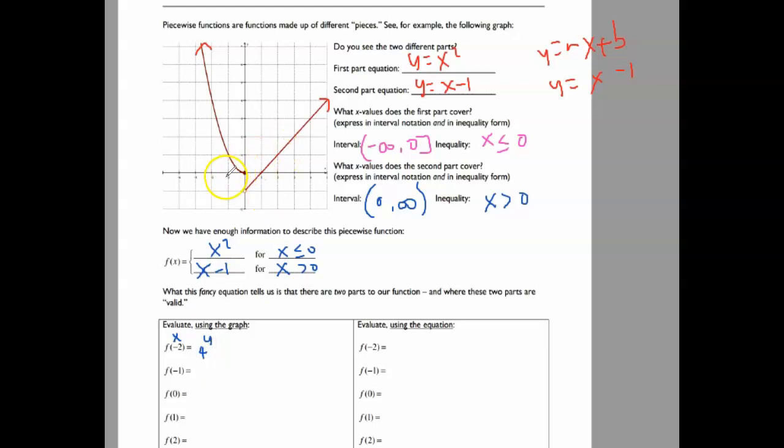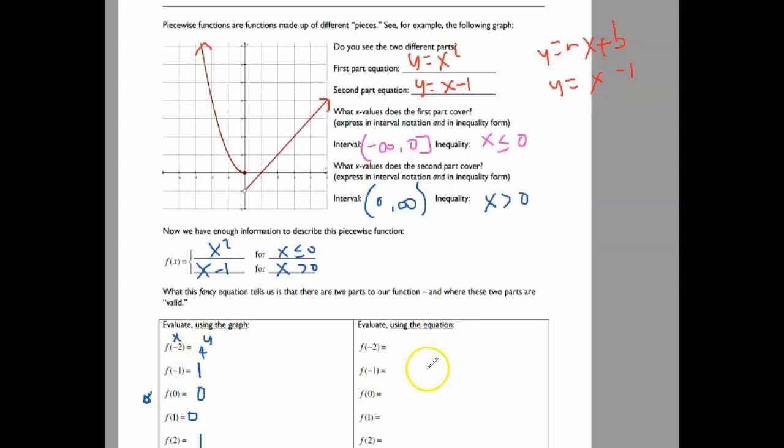Let's go. When x is negative 1, what's the y value? 1. When x equals 0, oh, folks, this is very, very important. When x equals 0, there are 2 points. Which one should I choose? Well, shouldn't you choose the closed circle one? Yes, the open circle means, folks, there's nothing there. So you need to look at this point. When x is 0, what's the y value? 0. x equals 1, what's the y value? 0. x equals 2, what's the y value? 1. Okay, so that's from the graph.